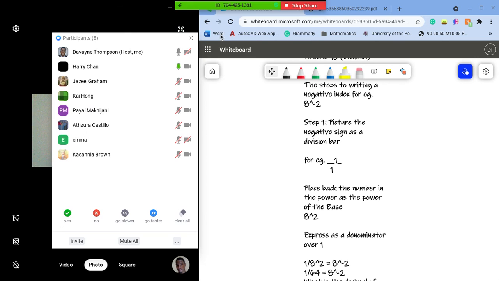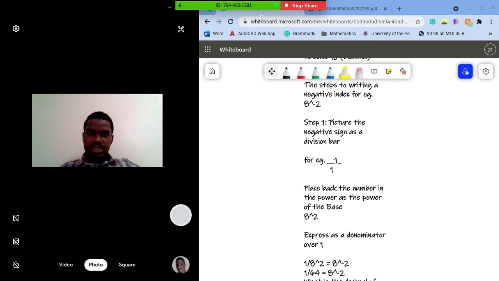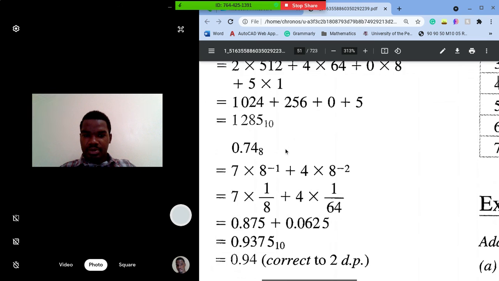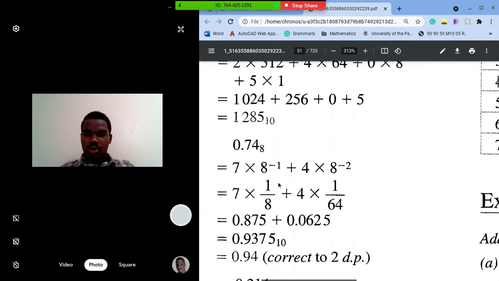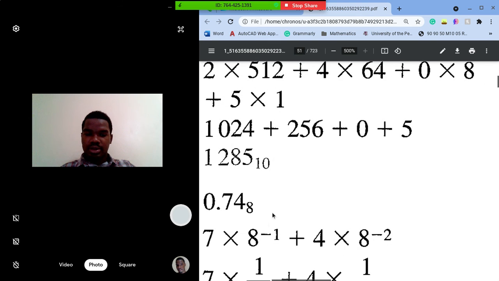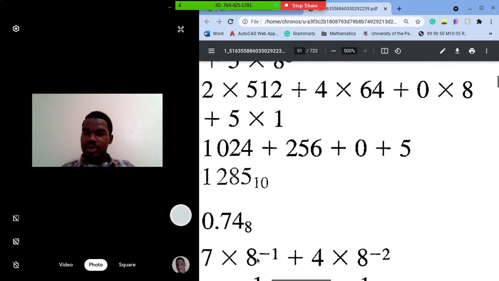No, sir. Alright. Cassania, any questions? No, sir. Alright. So, let's look at this example now. We have 8 to the negative 1. What do we say that number is going to be equal to, Cassania? If we have 8 to the negative 1, what can you picture it as? Follow the 3 steps.